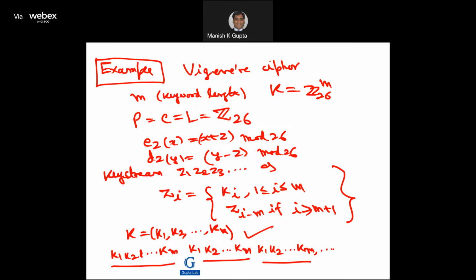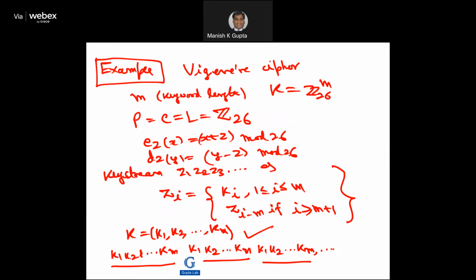Now, if you look at this cipher which we looked at earlier in the last class, the Vigenere cipher, basically this is a special case of this stream cipher. How do we do that? You see that the plaintext and ciphertext space is the same, Z26. The encryption rule is x plus z mod 26. The decryption rule is y minus z mod 26.